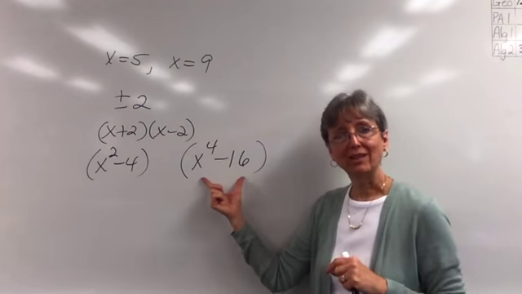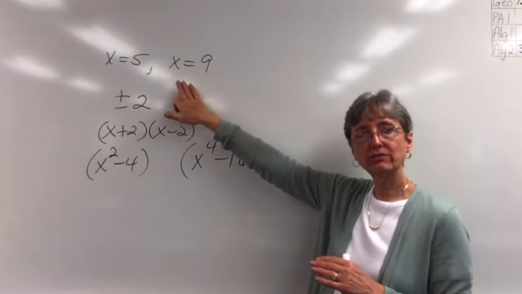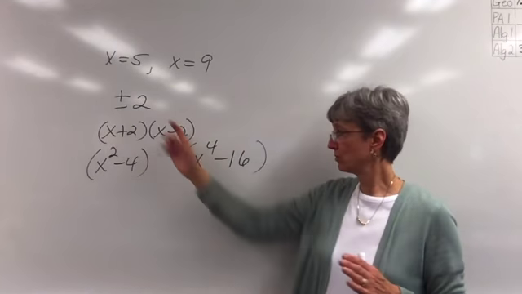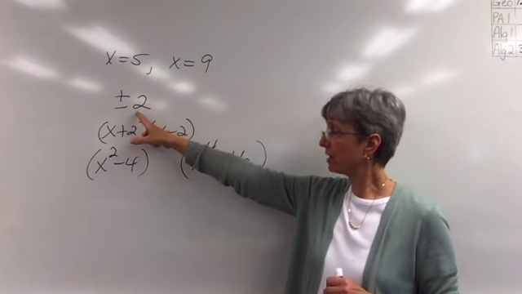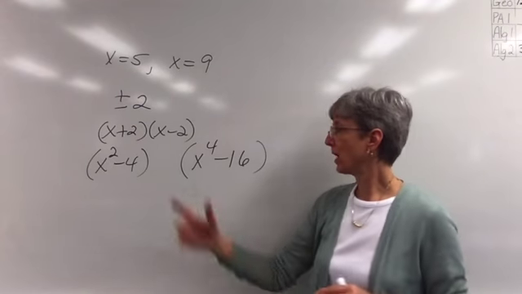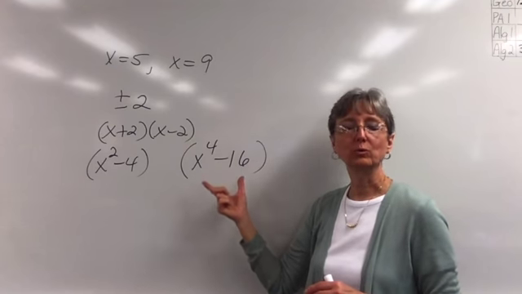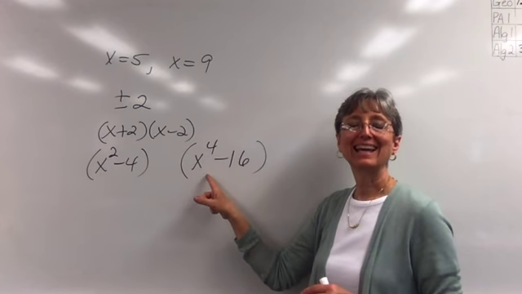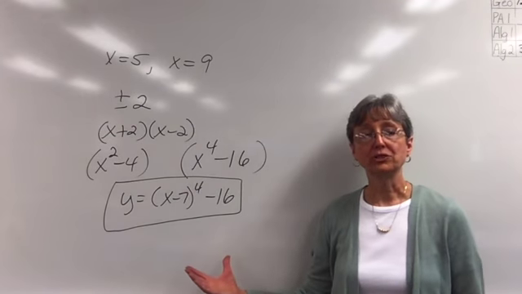But now I've got this basic parent function, x to the 4th minus 16, and I want to shift it here. If we look, we started out with a 0 of 2. This represents a 0 of 2. And we want a 0 of 9. So if I go from +2 to +9, that's 7 units to the right. So I want to take this and translate it 7 units to the right. So what I'm going to do is, instead of x to the 4th, it's going to be x minus 7 to the 4th. And there's my equation.